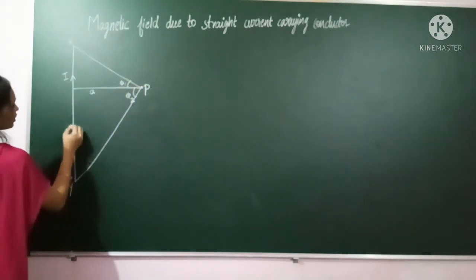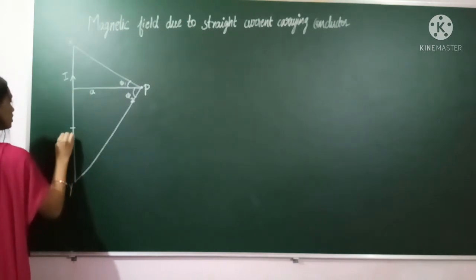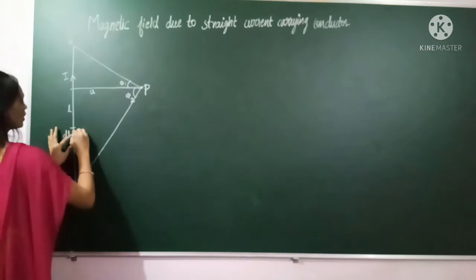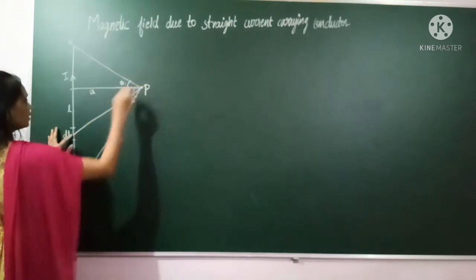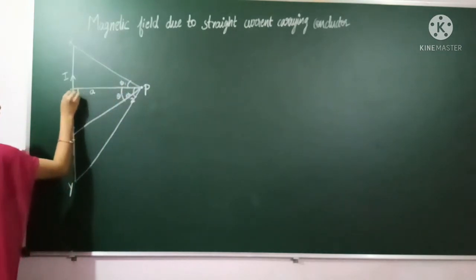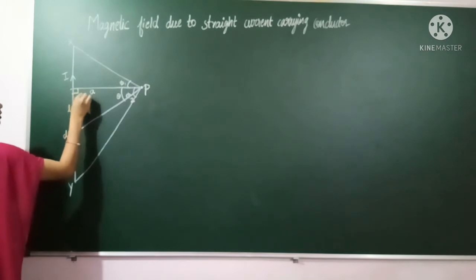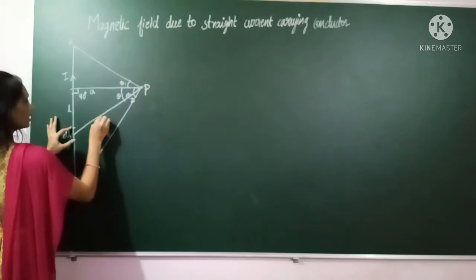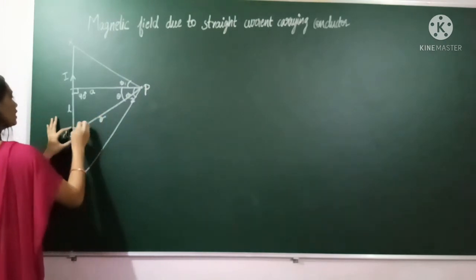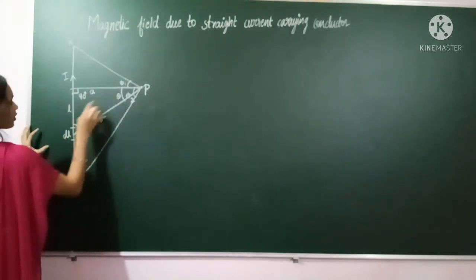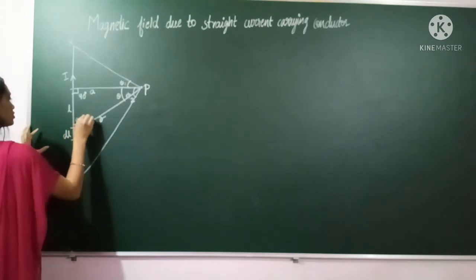After that, at L distance from this point we will take one small current element, represented as dl, and this distance is L. Now we join this current element to point P. This angle becomes theta, and this angle becomes 90 degrees because it is perpendicular. The distance from the current element to the point P we will take as R, and the remaining angle is 90 minus theta.